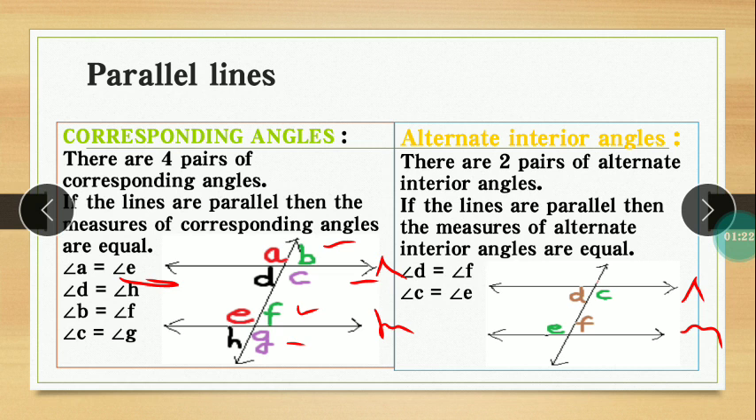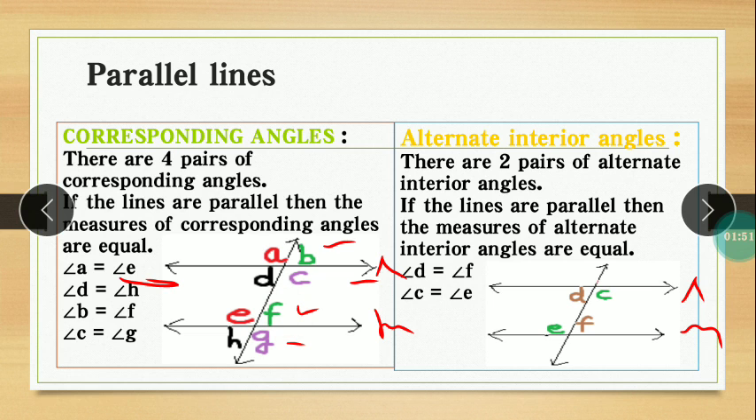And if the lines are parallel, then the measures of corresponding angles are equal. So we can say that angle A is equal to angle E, angle D is equal to angle H, angle B is equal to angle F, and angle C is equal to angle G. The converse is also true. It means if any pair of corresponding angles are equal, then these two lines are parallel. Suppose angle B equals angle F, then L is parallel to M.